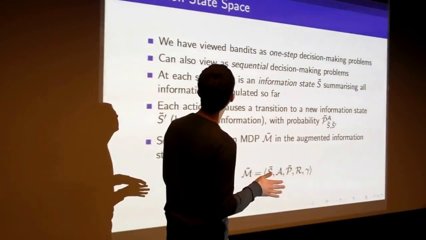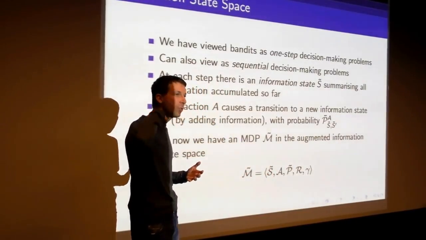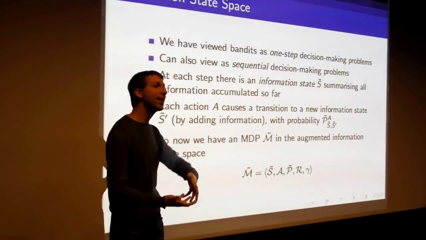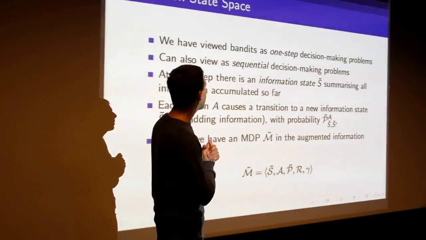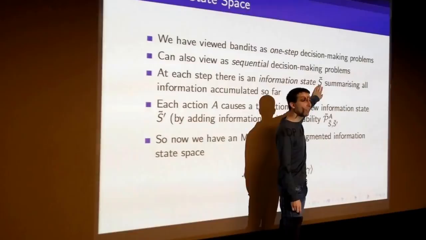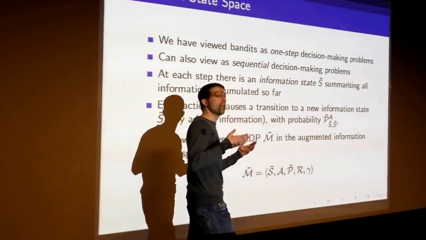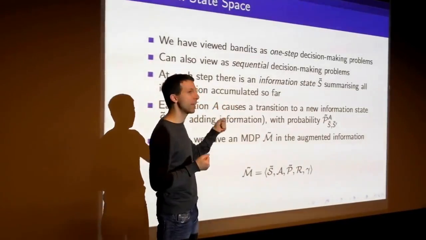The way we can do this is to think of an information state space. We're going to transform our bandit problem back into an MDP, into a sequential decision-making problem. And the way we're going to do this is we're going to think about an information state, this S tilde here. It's that's what we know so far. This is a summary of all the information we've accumulated so far.